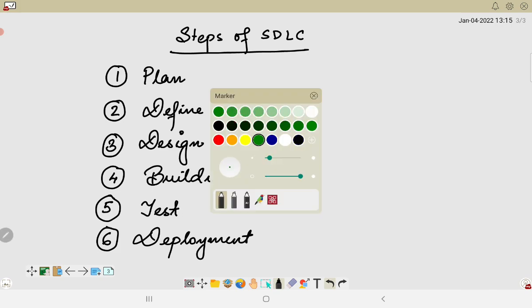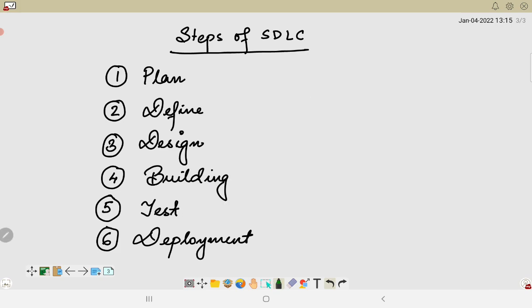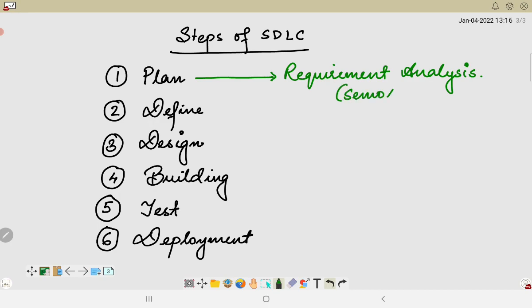So talking about the planning stage, whenever there is a requirement, we have to understand that we have to plan for it. So planning basically is related to the requirement analysis. If a particular software is about to be built, we have to analyze the various requirements. Now, requirement analysis is the most important and fundamental stage of any software development life cycle, and it is basically performed by the senior members.